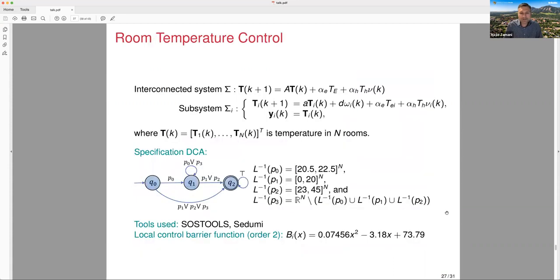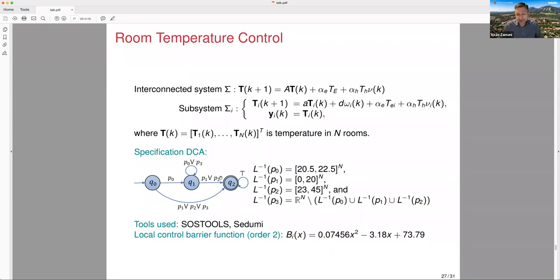Let me apply this on a very simple example. I have a room temperature control problem. I have a gigantic building consisting of 10,000 rooms, and these rooms are connected to each other in a circular fashion. And this is the dynamic of how the temperature in each room is evolving. And this is the specification of interest. It's given in the form of a deterministic Kobuki automata, which says if the temperature starts in P0, it should not go inside P1 or P2.